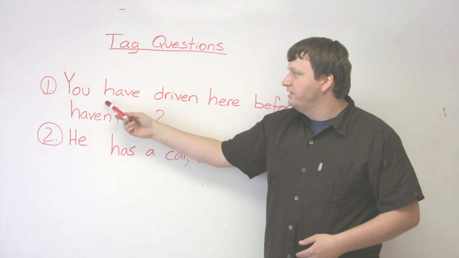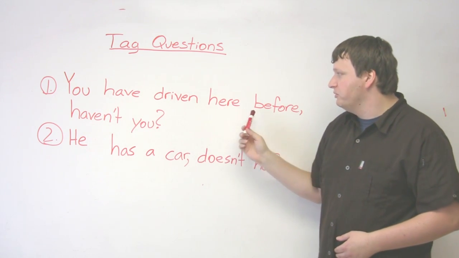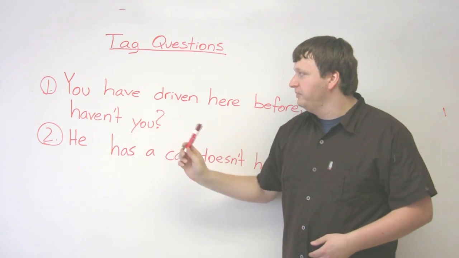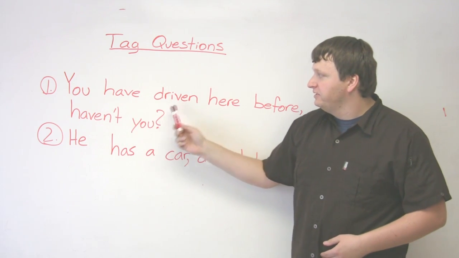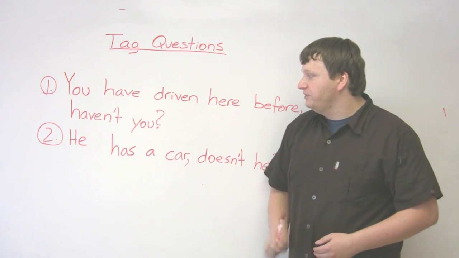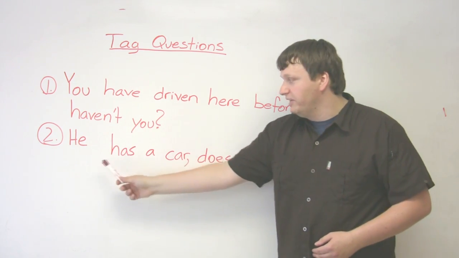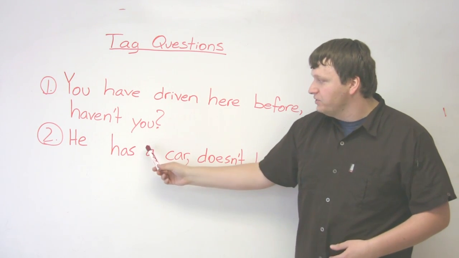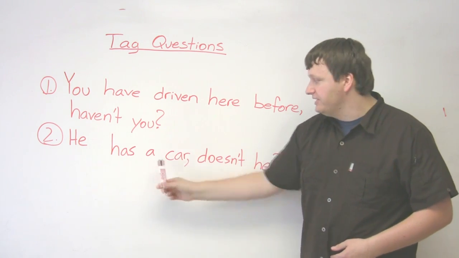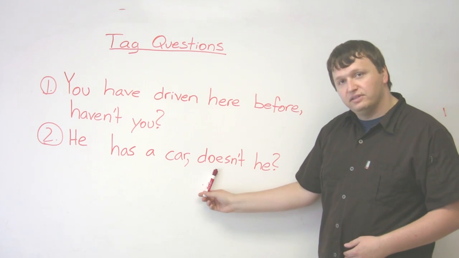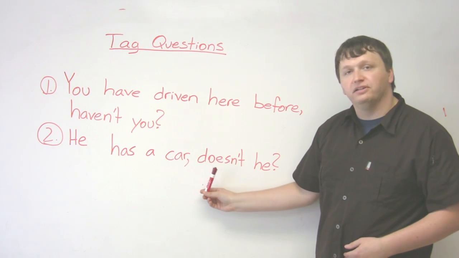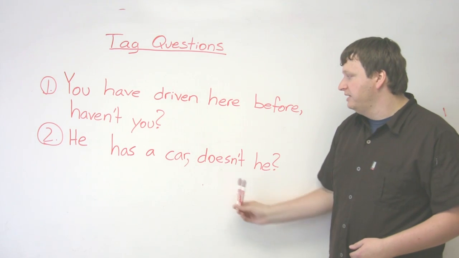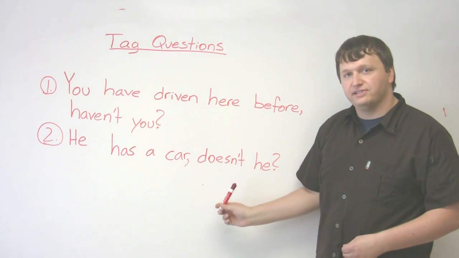Whereas if it is said you haven't driven here before, it would be have you, right? So if you have the present perfect, haven't. If you have simply the simple present, he has a car. There's no past participle here. He has a car. The tag has to be the verb do, okay? Doesn't he? He has a car, doesn't he?